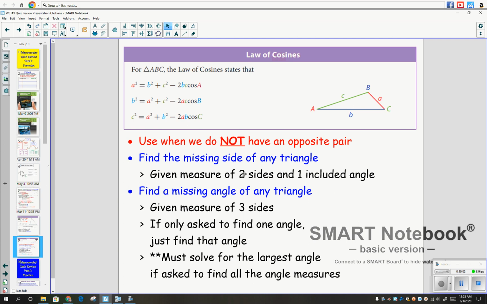I will use the law of cosines to find the missing side of a triangle if I know the other two sides and the included angle. That means the angle between those two sides. So if I know sides A and C, I would have to know angle B in order to use the law of cosines to solve for side B.